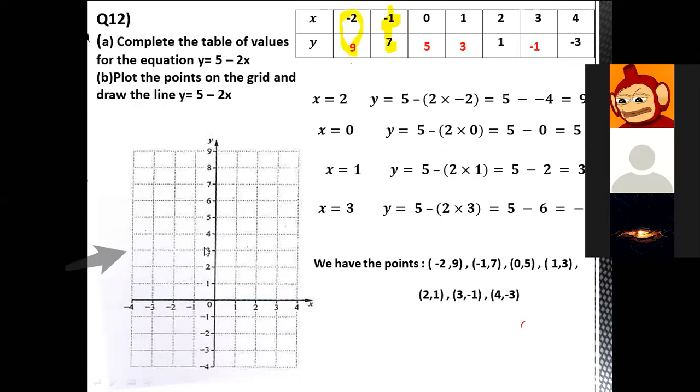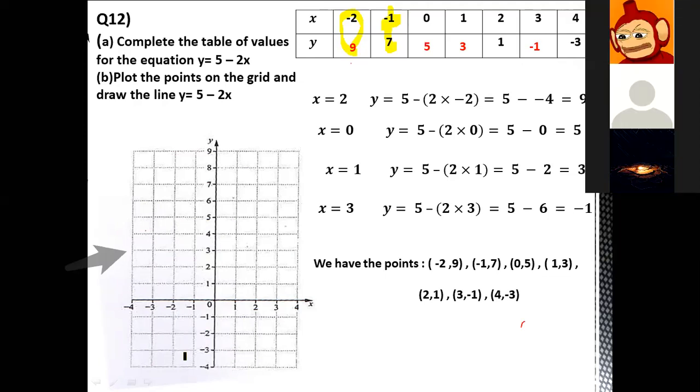Sarah Al-Asmar, do you have a question or you just want to participate? No, I just wanted to participate. Okay, come on, help me label the points. We will start with the first point. It's? Negative 2, 9. Then? And then negative 1, 7. That's right. 0, 5. 1, 3. 2, 1. And then 4, negative 3. Okay. We have 3, negative 1, and 4, negative 3. And then we join the points with a line. Okay. With a line.